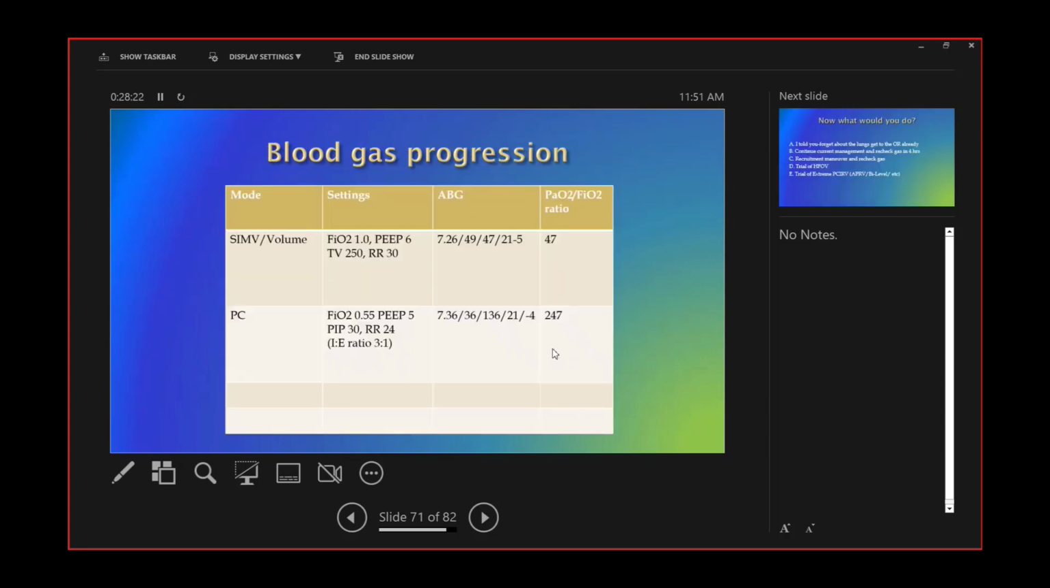This was our original setup: 55% oxygen, PEEP of 5, PIP of 30, respiratory rate of 24, and an I:E ratio of 3-to-1. This is when we used to do 3-to-1. We used to do 1-to-1, 2-to-1, 3-to-1, and then go to APRV. Then we just started going 1-to-1, 2-to-1, APRV. It's just cleaner and easier, and you don't have to worry about too much auto-PEEP. In this one we did a 3-to-1, and with the 3-to-1, our PF ratio was up to 247.